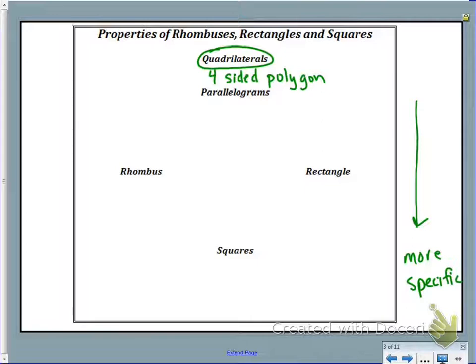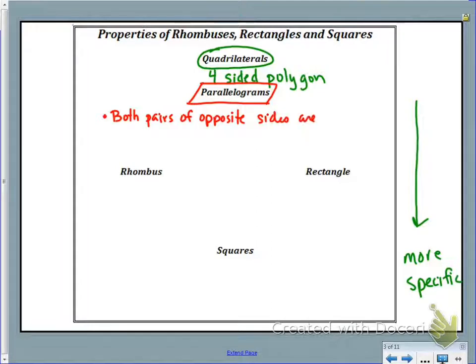But as we move down, now we have a parallelogram. In addition to knowing that it has four sides, we also need to know that both pairs of opposite sides are congruent. I'm going to move mine over just a minute here. Both pairs of opposite sides are congruent and parallel.